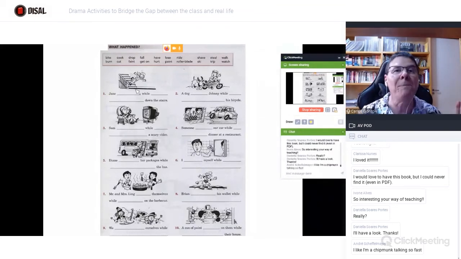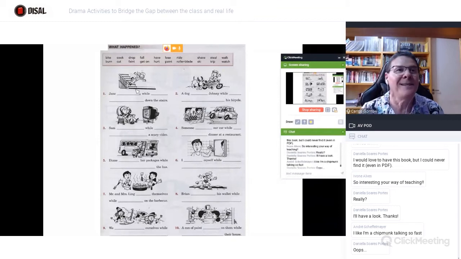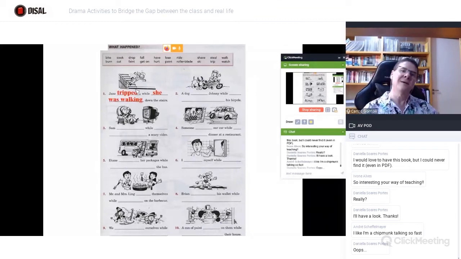Look, books in PDF are illegal. Don't get books in PDF. It's illegal. People who write books, they write the books not just because they want to help people learn English, but it's their job. They need to get the money. So PDF is illegal. Okay, I'm gonna give you the answers.